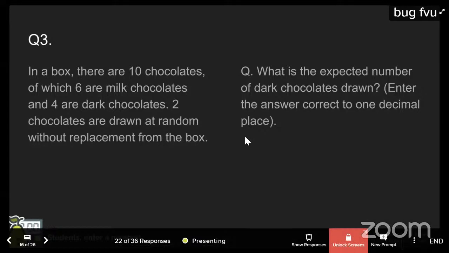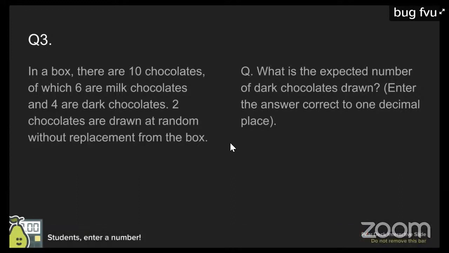Done everyone or need more time? Done, sir. So here you are able to identify the values of small m, small n, capital N, right?